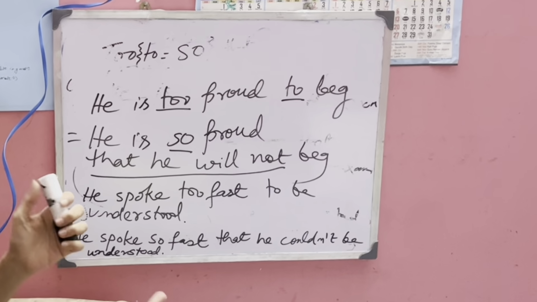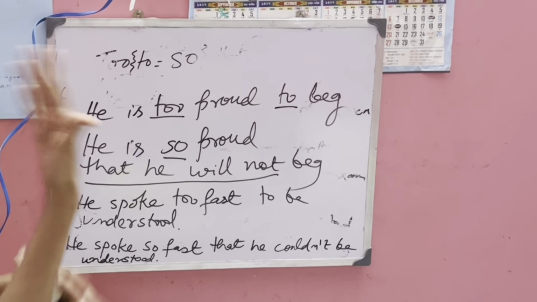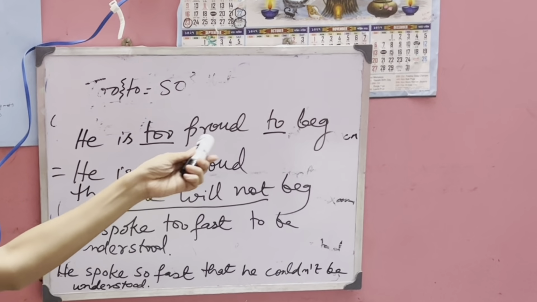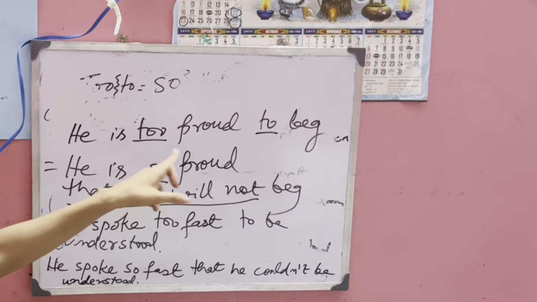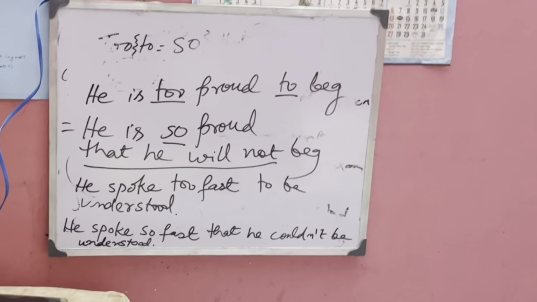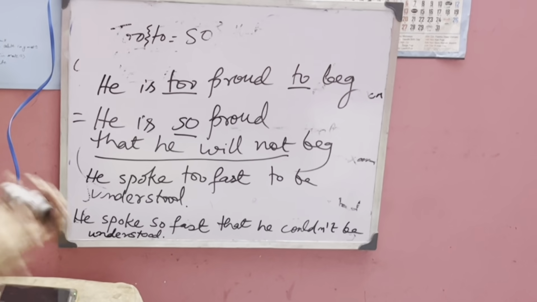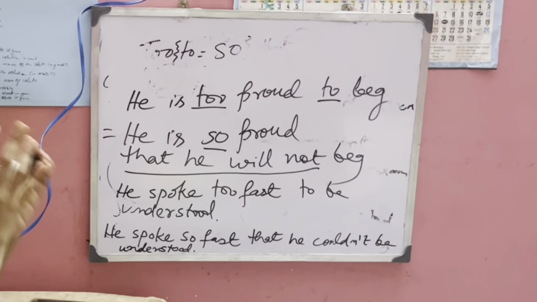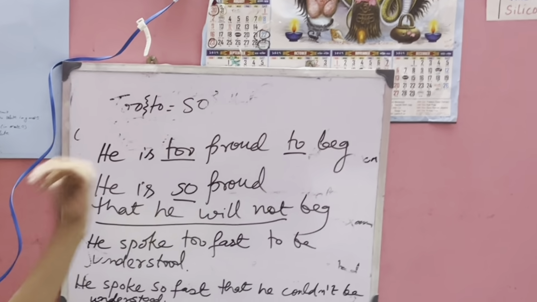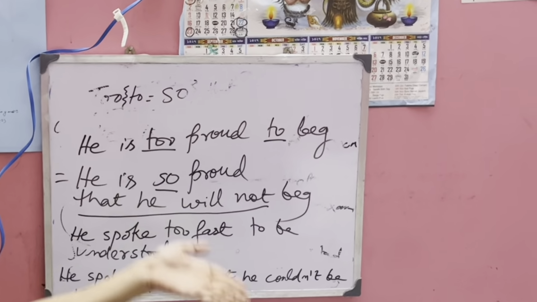And also if you want to convert like so that to or from to so that, right? So he is too proud to beg will be replaced by he is so proud that he will not beg. What does this mean? This means that he is very proud and so he will not beg. The meaning of the sentence is he is very proud and he will not beg. So he is too proud to beg, or he is so proud that he will not beg.